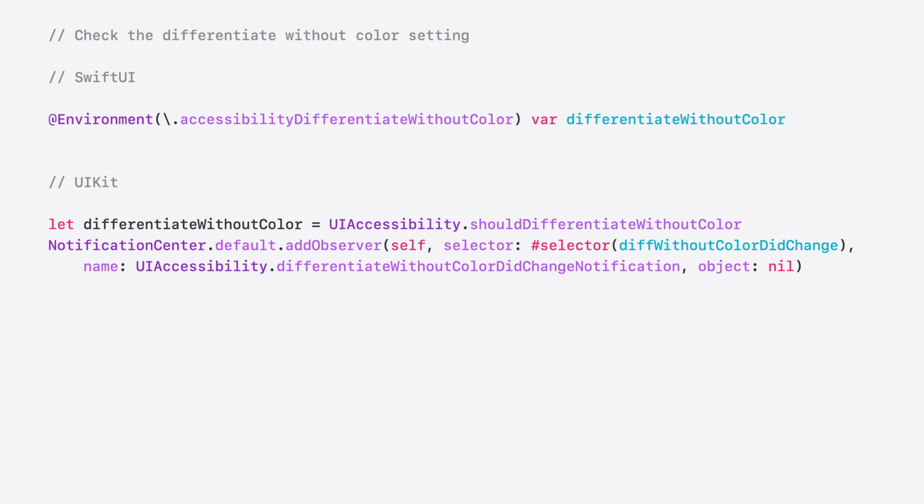People can turn on the Differentiate Without Color setting to request that apps use more than only color to differentiate between UI elements. You can check the Accessibility Differentiate Without Color environment value in SwiftUI. Or in UIKit, check UIAccessibility.ShouldDifferentiateWithoutColor and observe the Differentiate Without Color did change notification for changes.